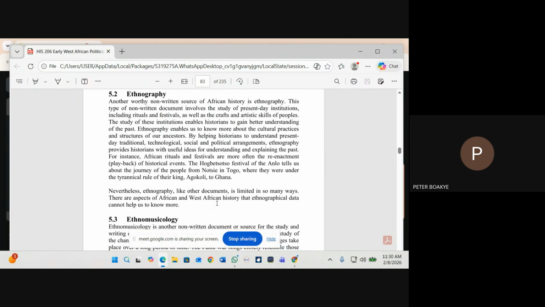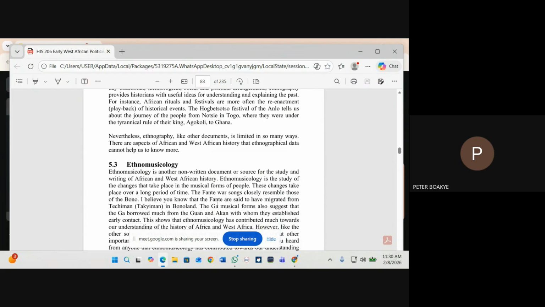For example, African rituals and festivals are more often than not the reenactment or playback of historical events. The Hogbetsotso Festival of the Anlo people tells us about their journey from Notsie in Togo, where they were under the tyrannical rule of Agokoli. Okay. Then other things, the Homowo and so forth.